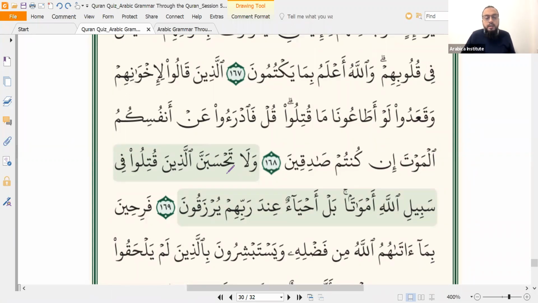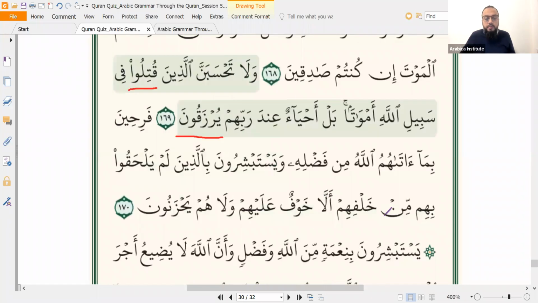وَلَا تَحْسَبَنَّ الَّذِينَ قُتِلُوا. What do we have here, guys? Passive. Good. قُتِلُوا, they were killed. Do not believe, do not think, do not consider those who were killed في سبيل الله أموات بل أحياء, nay, they are alive. عند ربهم يرزقون. What do we have here? That's passive as well. Plural passive.